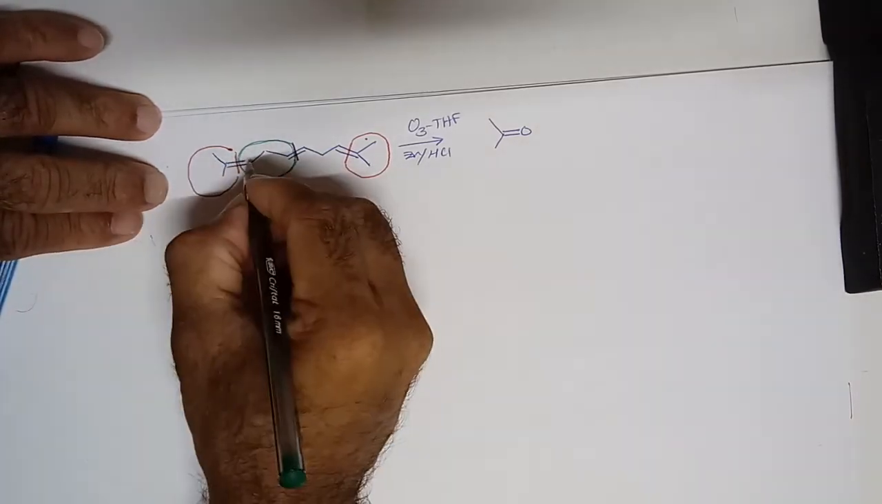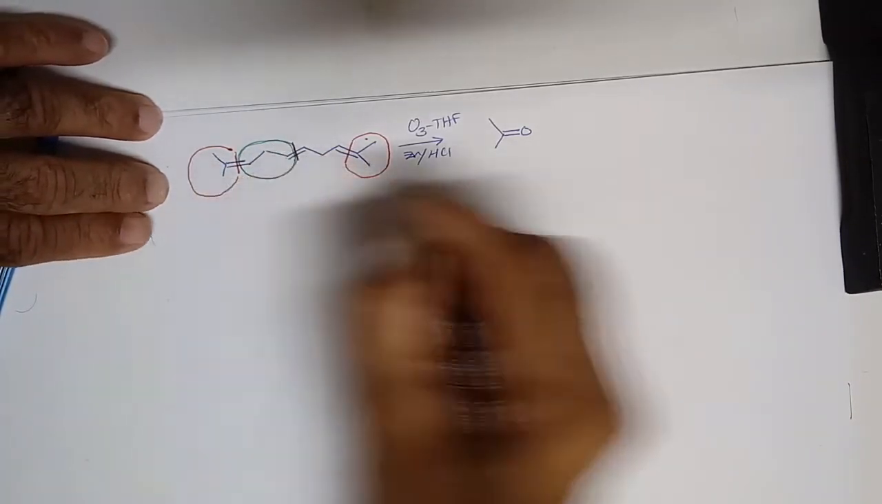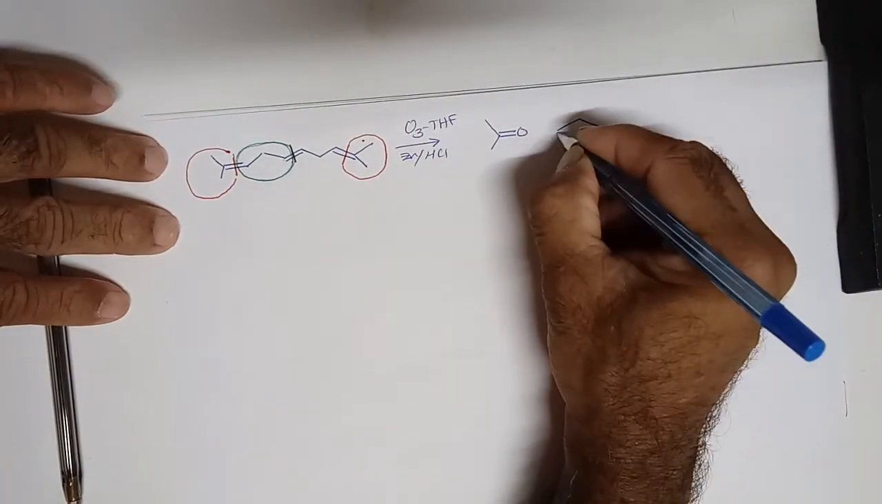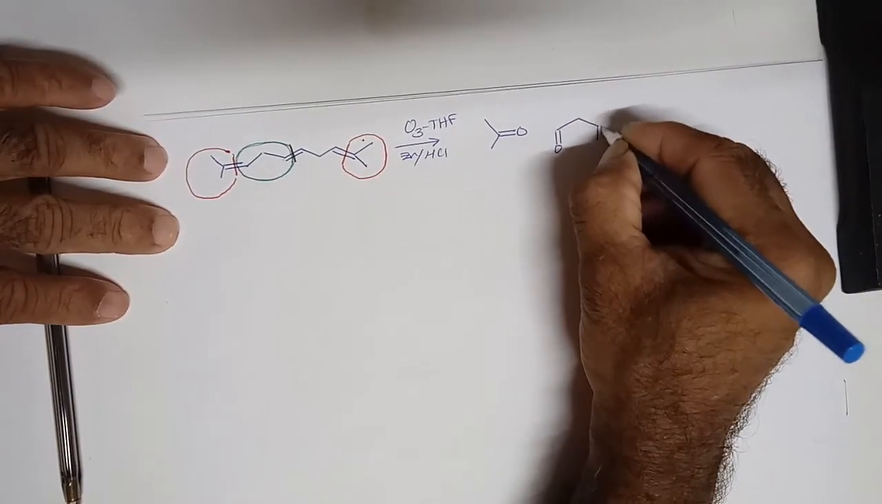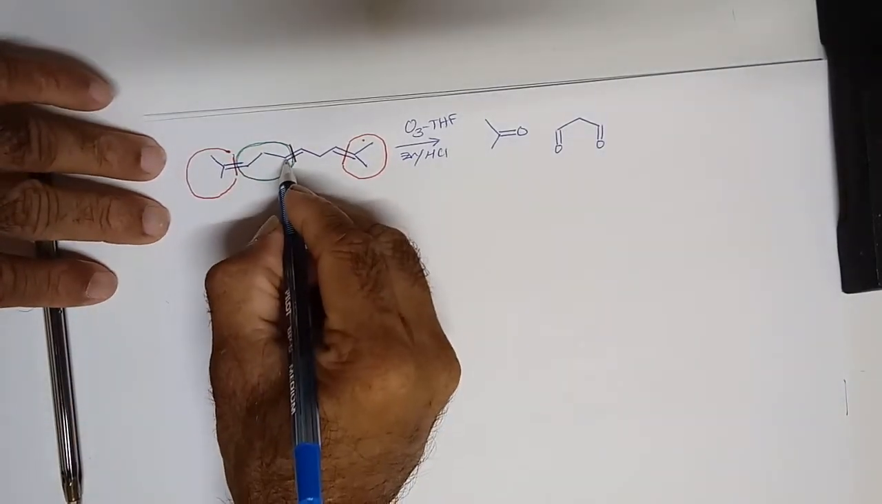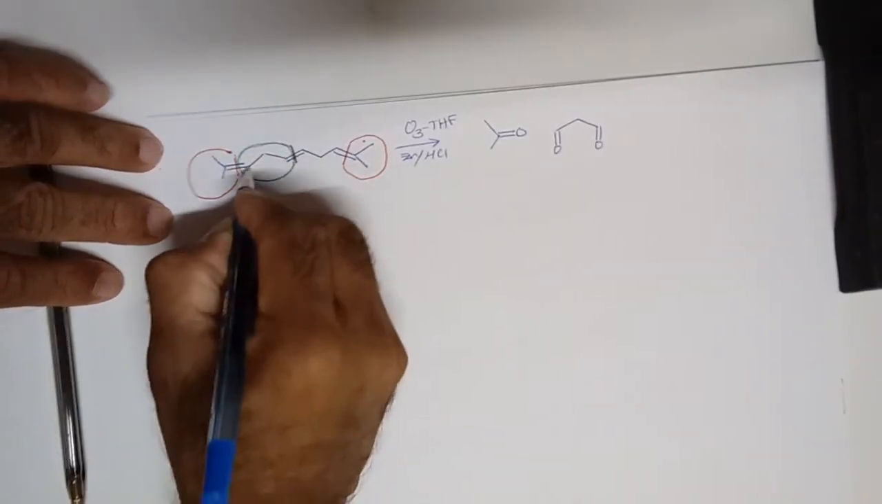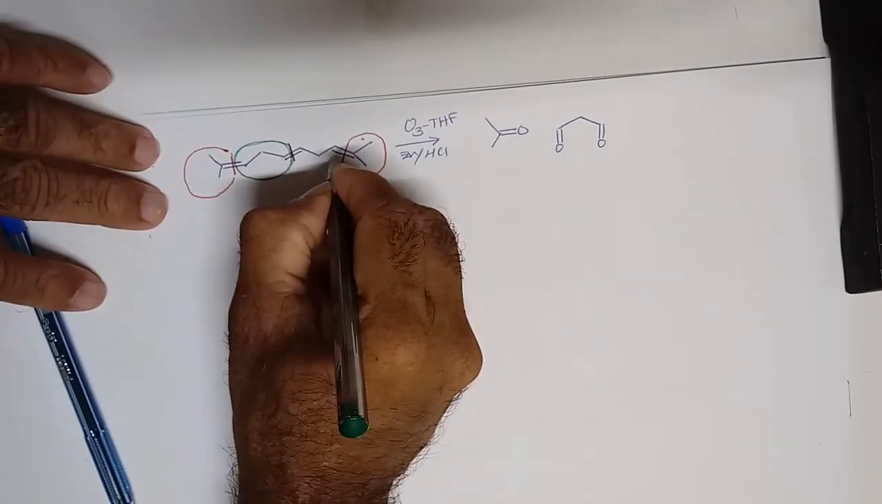How many carbons does it have? 1, 2, 3 carbons. So it has 3 carbons and both ends are having this. Do you see that? That becomes a carbon double bond O, that becomes carbon double bond O. Okay, now this is the next piece.